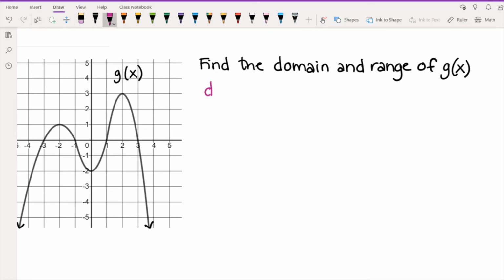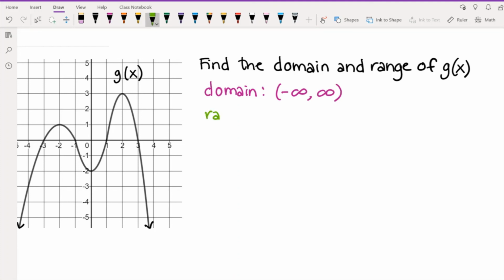Okay, so what is the domain? Well, we can see that the graph keeps going off of the page, right? So even though we can only see part of the graph, it does continue onward to the left and to the right. And so our domain is going to be all real numbers.